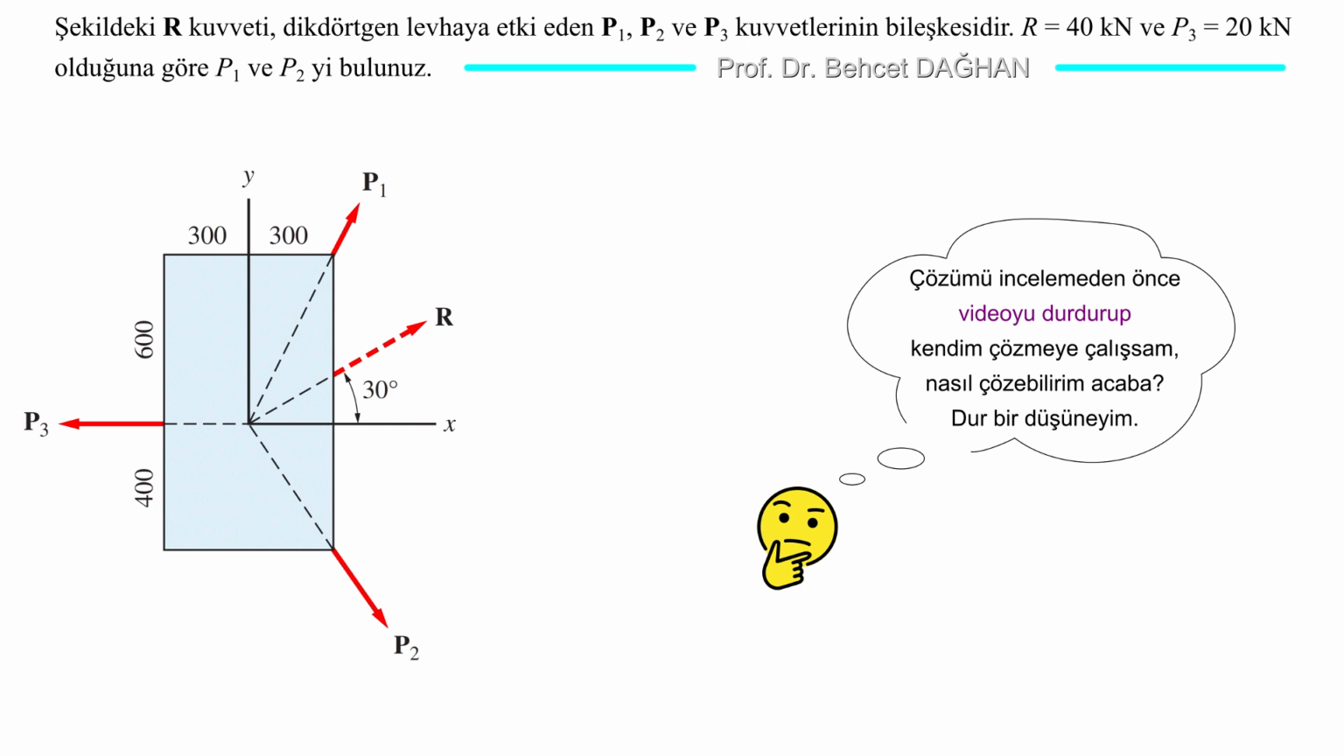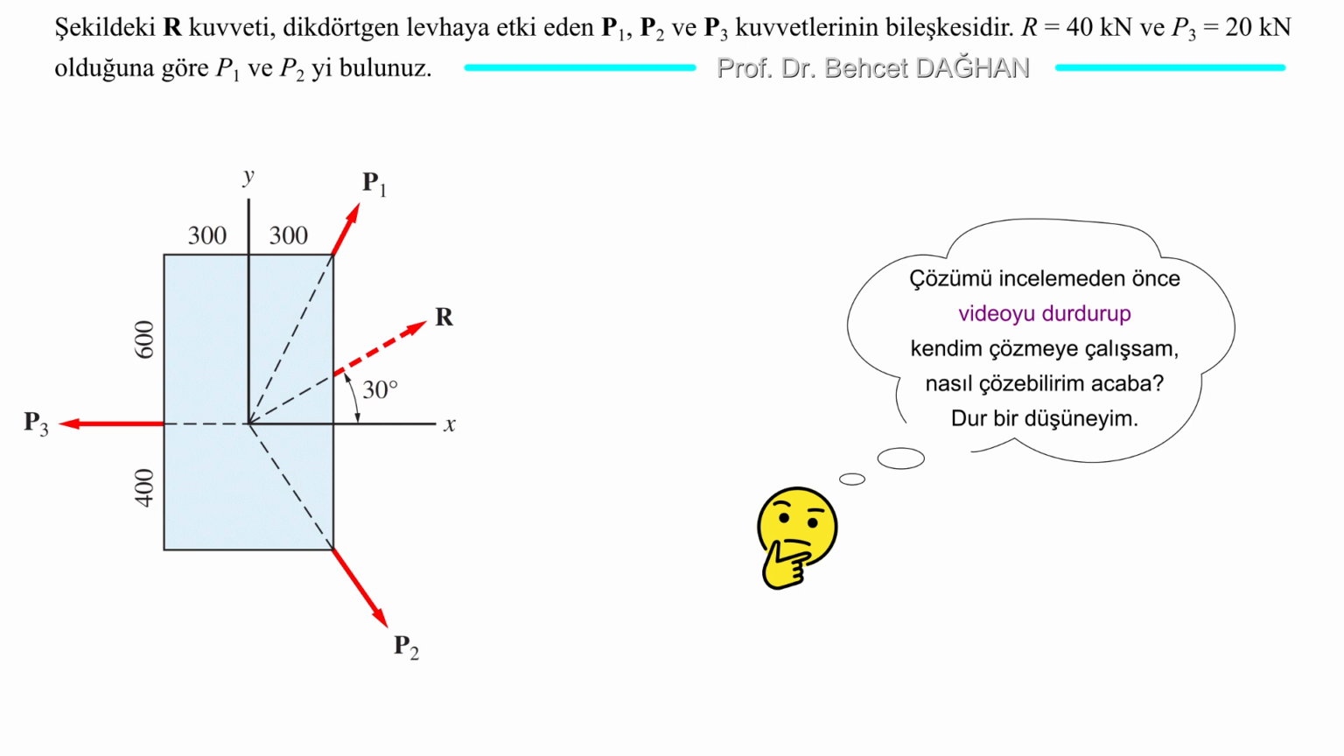The direction and magnitude of force R are given. It makes a 30-degree angle with the positive side of the x-axis. Its magnitude is also 40 kN. The magnitude of one of these three forces is given. All of them have known directions. The only unknowns here are the magnitudes of P1 and P2. We are asked to find them, and we will.